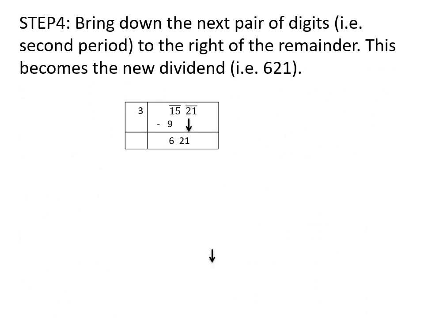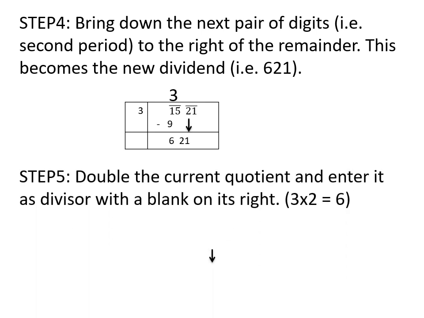Now bring down the next pair of digits, that is the second period, to the right of the remainder. Here our remainder is 6, so we have to bring down the next period, that is 21. Now our new dividend becomes 621. And in the next step we have to double the current quotient.